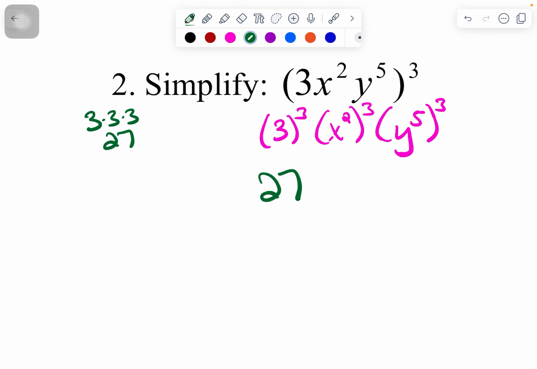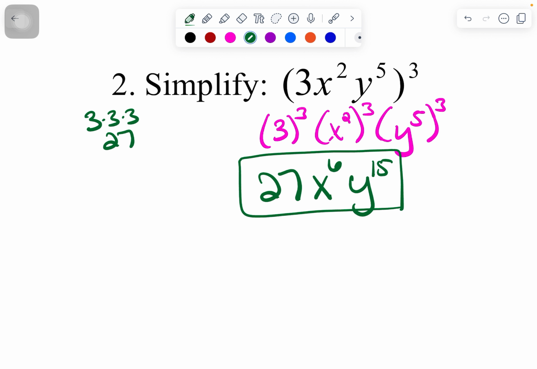X squared to the third. Power rule tells me I need to multiply. So x to the 6th. And for the y terms here, again, power rule tells me I have to multiply. So y to the 15th. All right. So there's number 2 simplified.